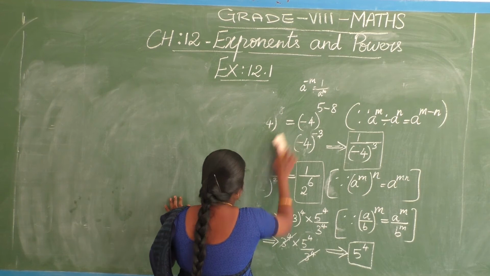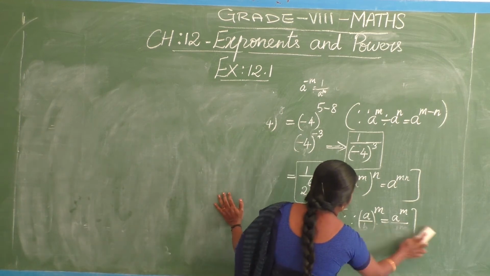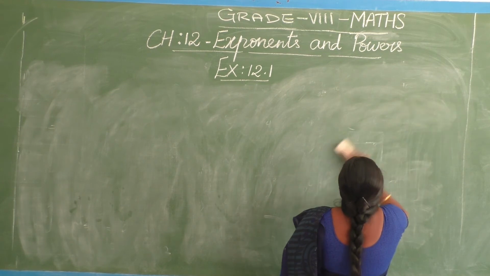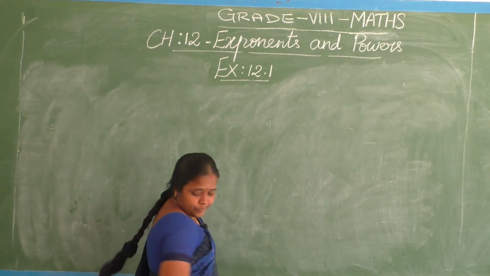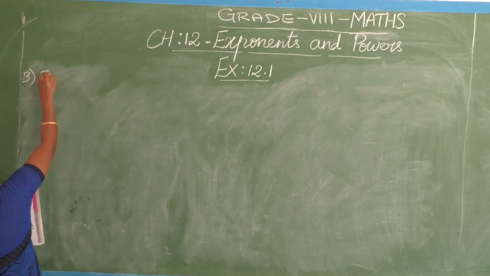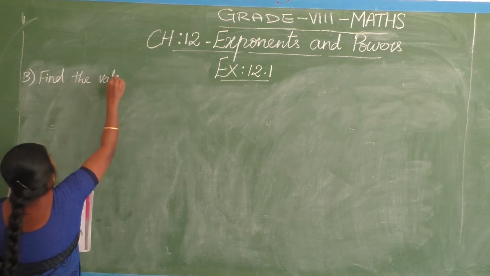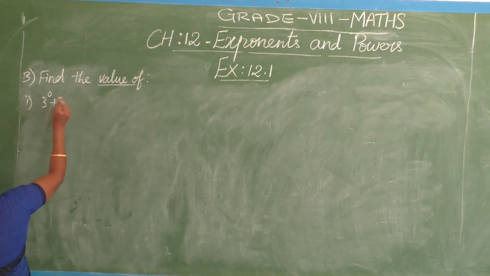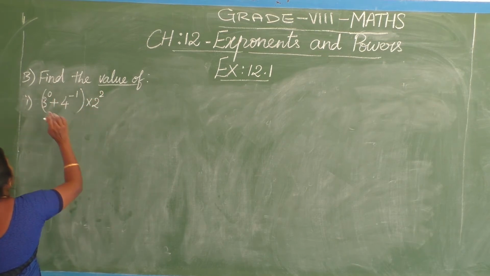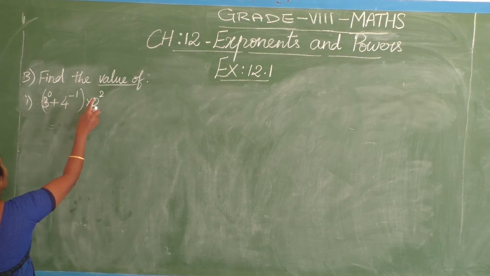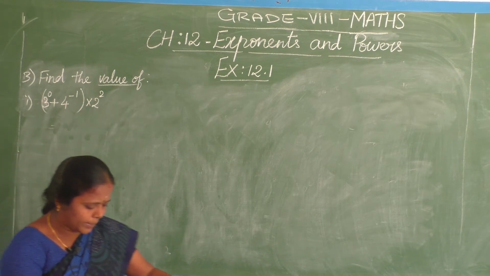Side by side, copy down in your classwork neatly. See third section, find the value of. Find the value. First one, 3 power 0 plus 4 power minus 1 into 2 square. 3 power 0 plus 4 power minus 1 into 2 square. Okay, this value you have to find out.